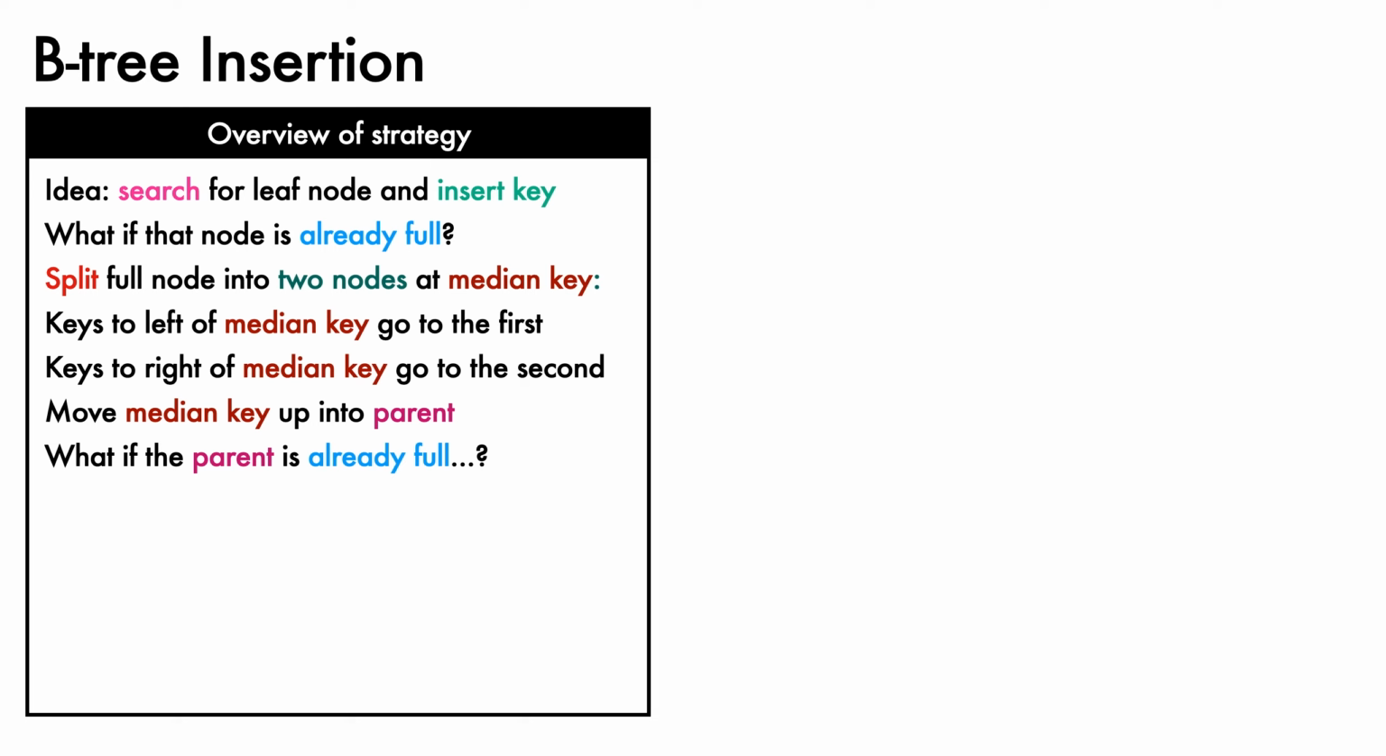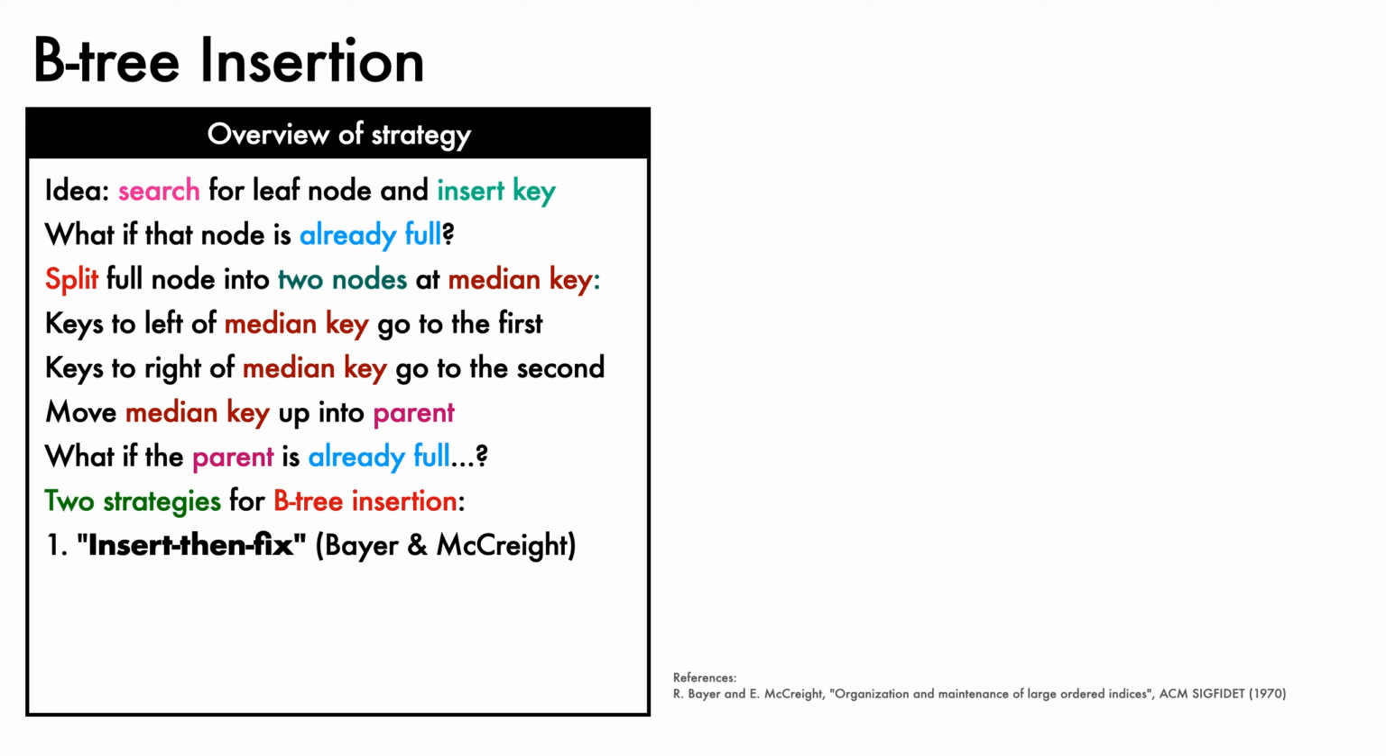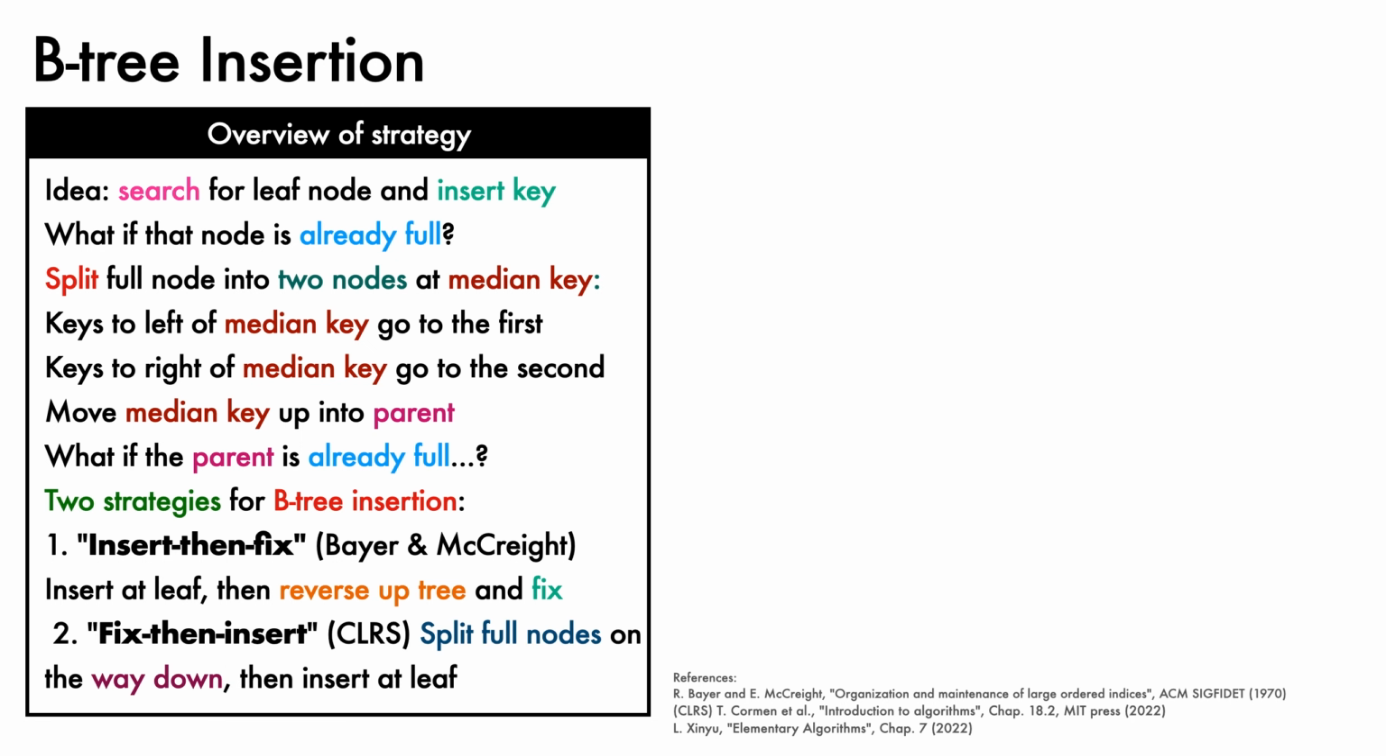Broadly speaking, there are two strategies for performing B-tree insertion. The first, which I'll call insert then fix, is the strategy used in the original B-tree proposal of Bayer and McCreight. Here a key is inserted at the appropriate leaf, then we reverse back up the tree, fixing issues by splitting nodes where needed. The second, which I'll call the fix then insert strategy, is the algorithm described by CLRS.